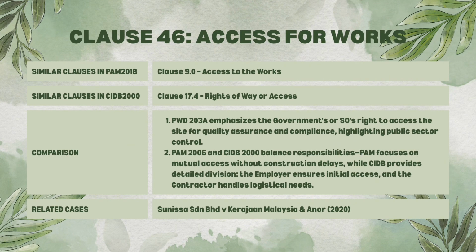I'll be comparing topics according to PWD forms, PAM contracts and CIDB. One of the topics is access for works. According to PWD form, it is clause 46, access for works. According to PAM contract, it is clause 9, access to works. And according to CIDB, it is clause 17.4, rights of way or access.